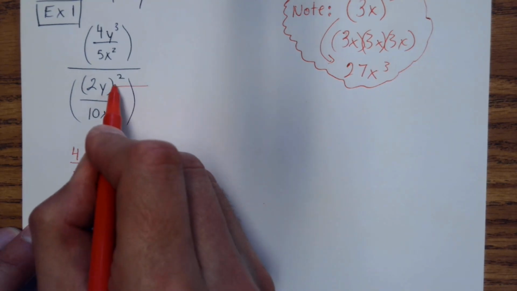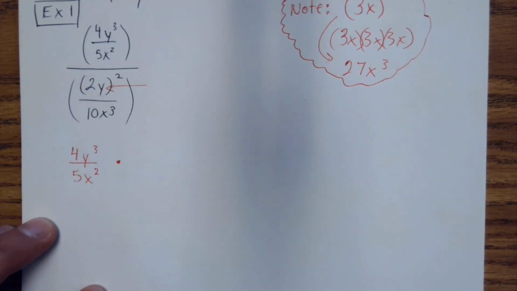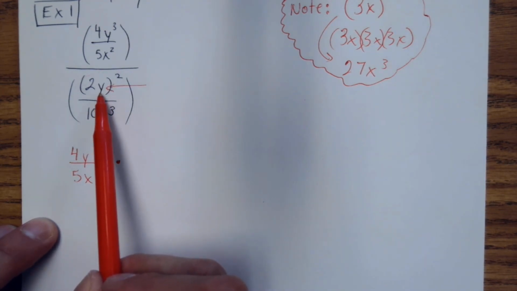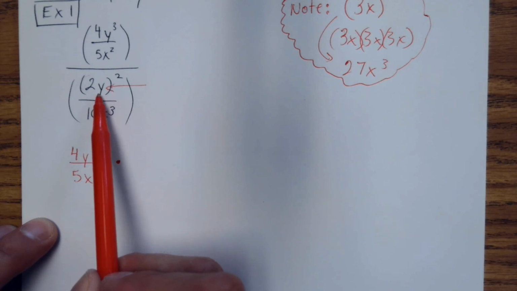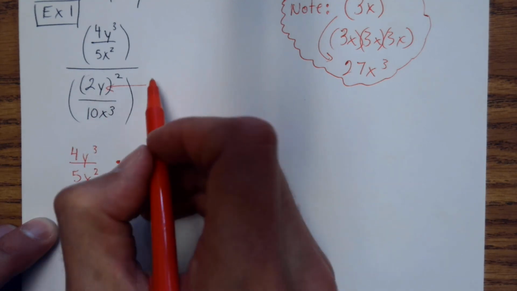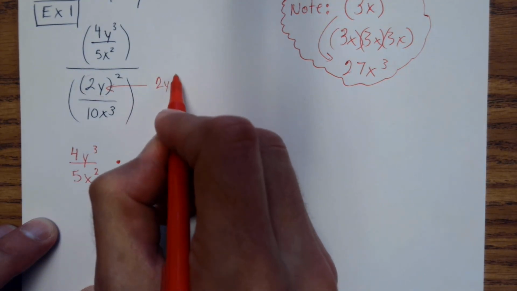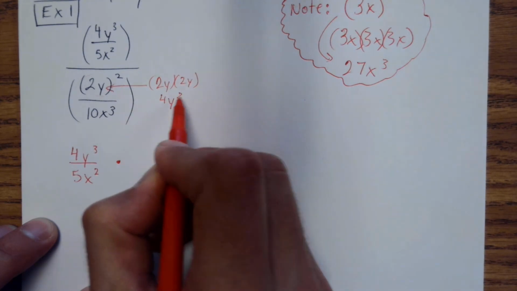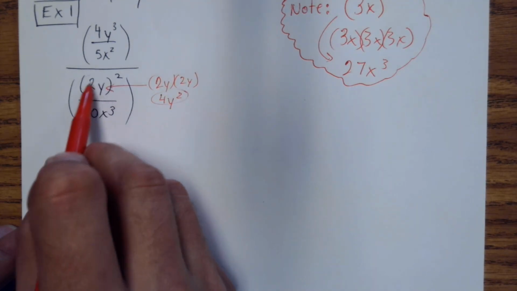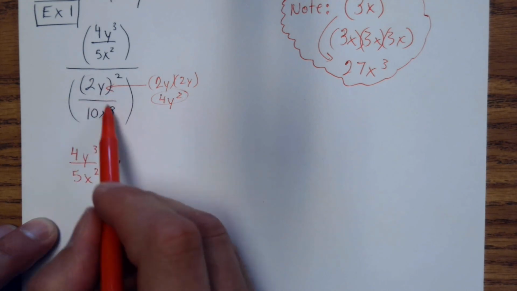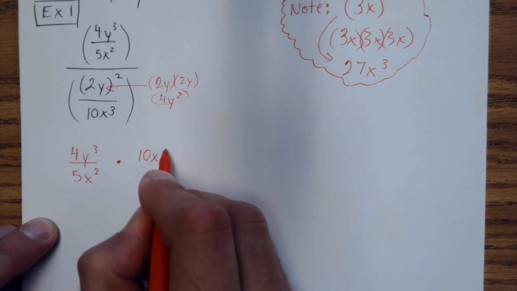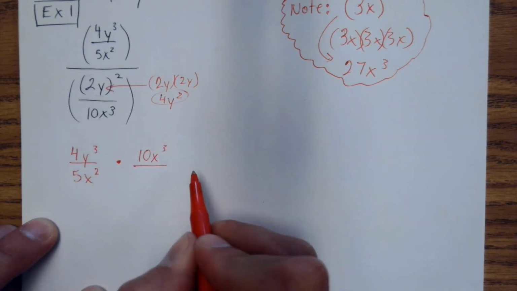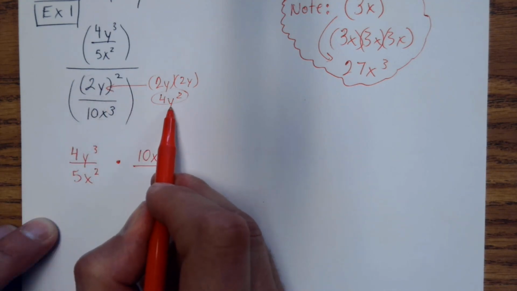Actually, let me change this. What would this change to? 2y times 2y. And then what would that be? 4y squared. So this changes to 2y times 2y, which is 4y squared. So instead of writing this, remember I need to flip this over. So actually I'll write the 10x cubed first. And then this changes to 4y squared.